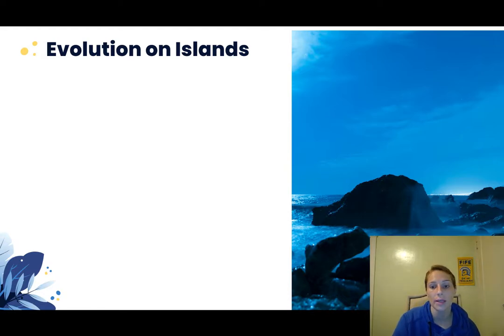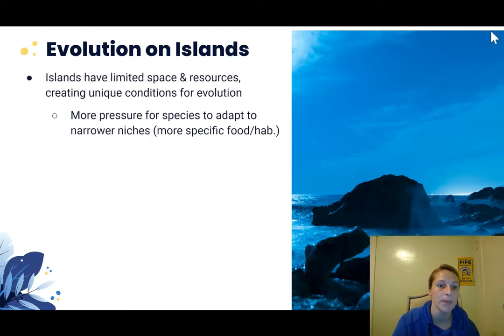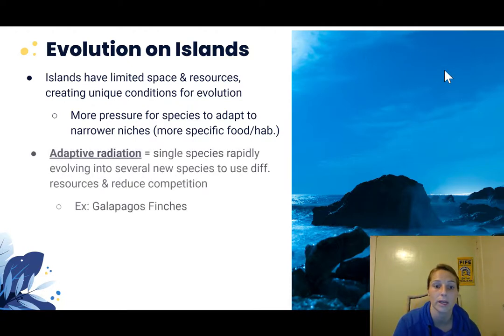Now, what we do see on islands is that over time, we end up having evolution. This is because islands have limited space and resources. This creates more unique conditions for evolution to happen because there's more pressure for species to adapt to have narrower niches. So they have more specific food and more specific habitat, in order to decrease competition. If you think back to competition that we learned about in Unit 1 and resource partitioning, you're going to end up having evolution occurring so that these species have different niches and are not competing so much with other organisms.